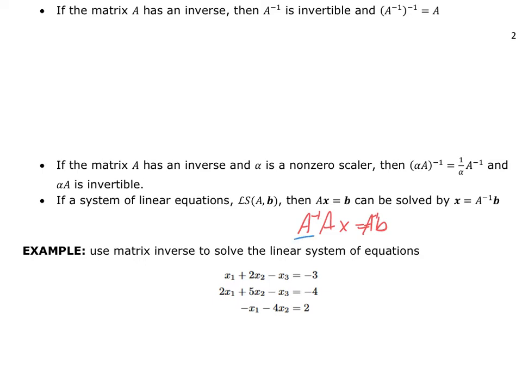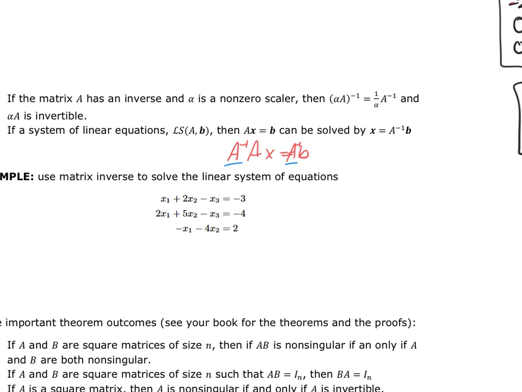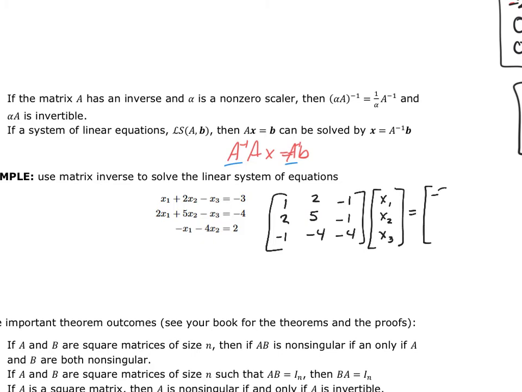What I mean by that is notice how my A inverse is on the left and my A inverse is on the left of that as well. So they're asking us to go ahead and solve this. What we're going to do is throw this into a matrix, which is 1, 2, negative 1, 2, 5, negative 4, negative 1, negative 1, negative 4. Then my x vector is x sub 1, x sub 2, x sub 3, and this is going to be equal to my b vector, which is negative 3, negative 4, and 2.